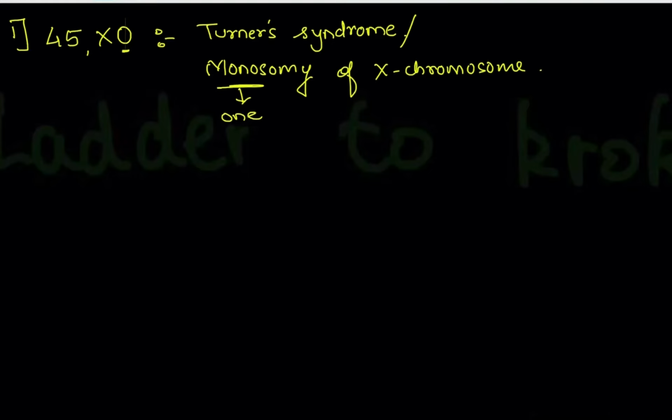Mono means one. So there is one X chromosome. That's why it is called monosomy of X chromosome. Another sex chromosome is absent. Normally in human beings there should be two sex chromosomes. But here another sex chromosome is absent. That is, neither X is present nor Y is present. So that's why it is 45. Normally we have 46, but here one is absent. So 46 minus 1, like this 45 came. I hope this is clear.